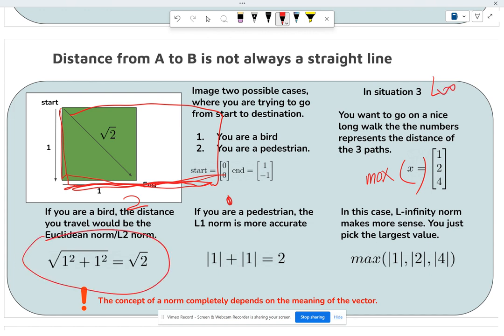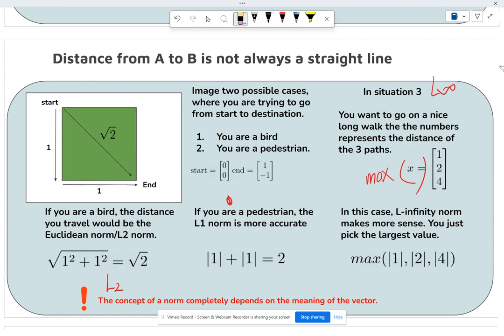So the very first one, which is the bird, that's the one we're used to, the hypotenuse. This is actually the L2 norm. The pedestrian one, where we go like this and here, that is called the L1 norm. And then the last one, where you just get the maximum distance, the maximum side, that's essentially the L infinity norm, which I just previously said. So this is why there are many different kinds of norms. It depends on the situation and when they are used. Okay.